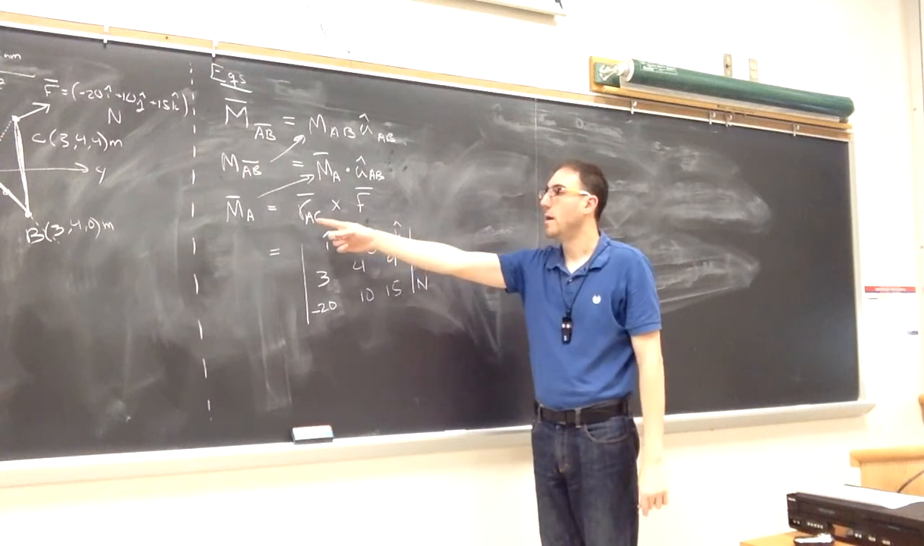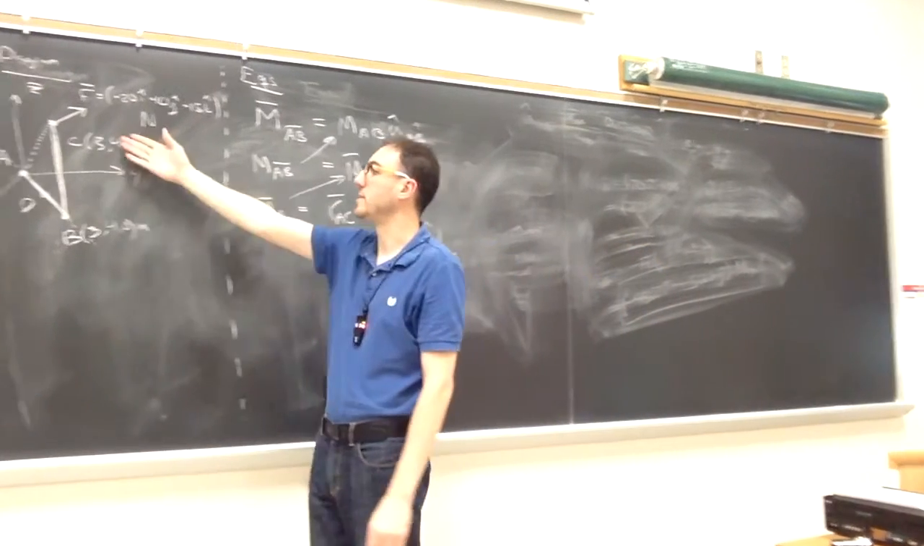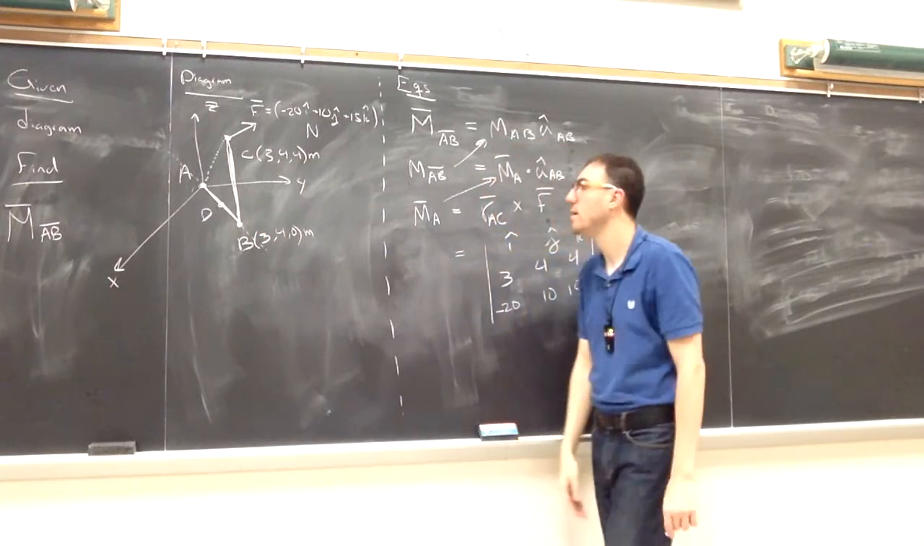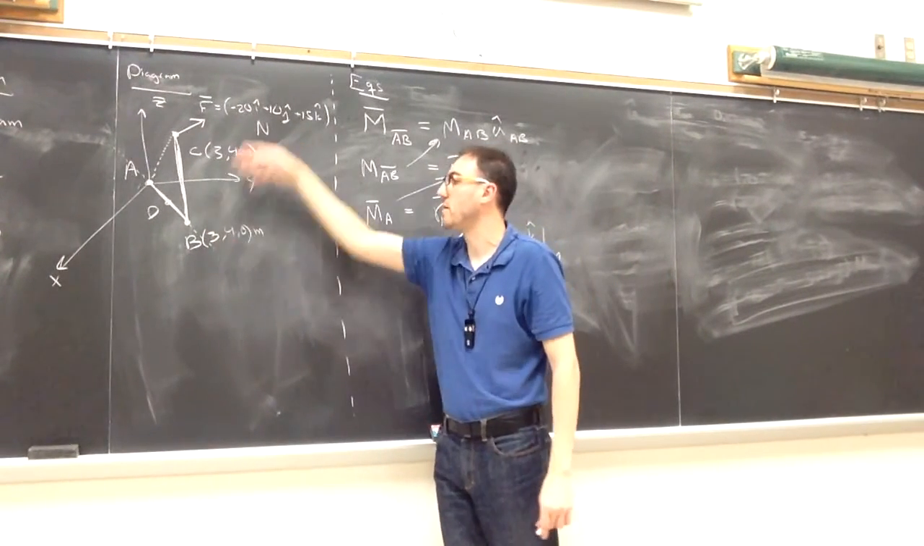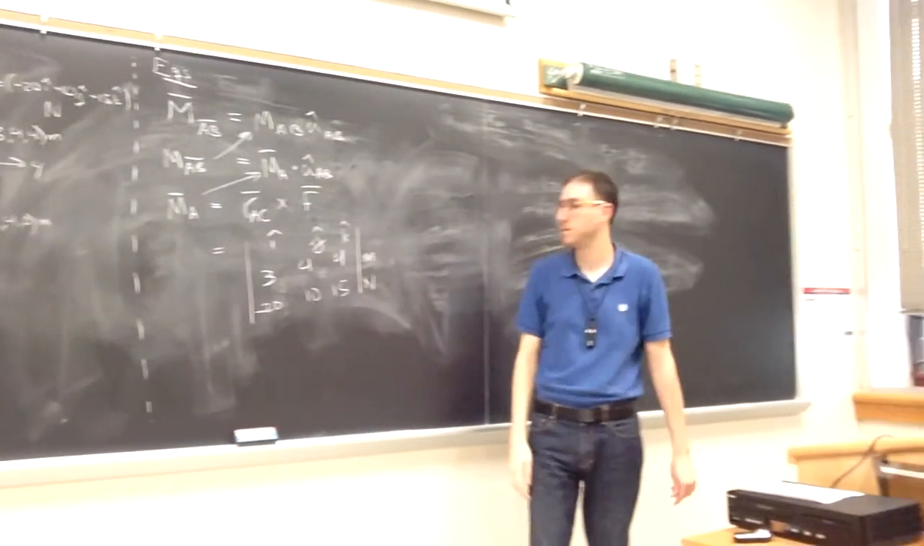Had I chosen the moment around B, I would have had to use RBC. In that case, it would have been C minus B. It's not really more difficult, but it is just one more step because C minus B would be 0, 0, 4K. So we would have a different position vector in that case.